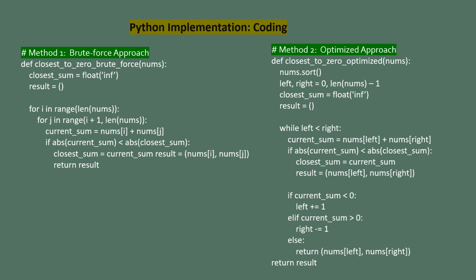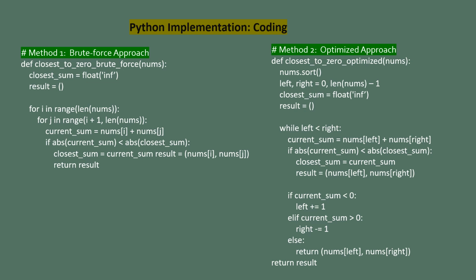Now, updating closest sum. Compare the absolute value of the current sum with the absolute value of the closest sum. If the current sum is closer to 0 than the closest sum seen so far, update the closest sum and result variable with the current pair of elements. Return result. After iterating through all pairs of elements, return the pair of elements stored in the result variable, which represents the pair with the closest sum to 0.